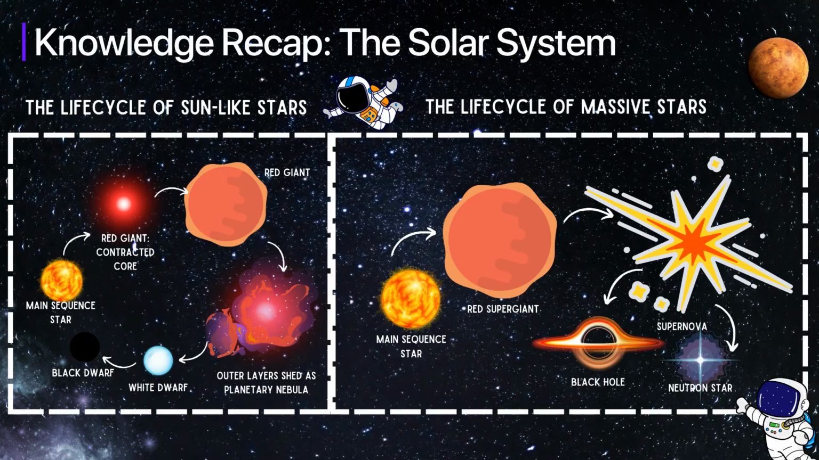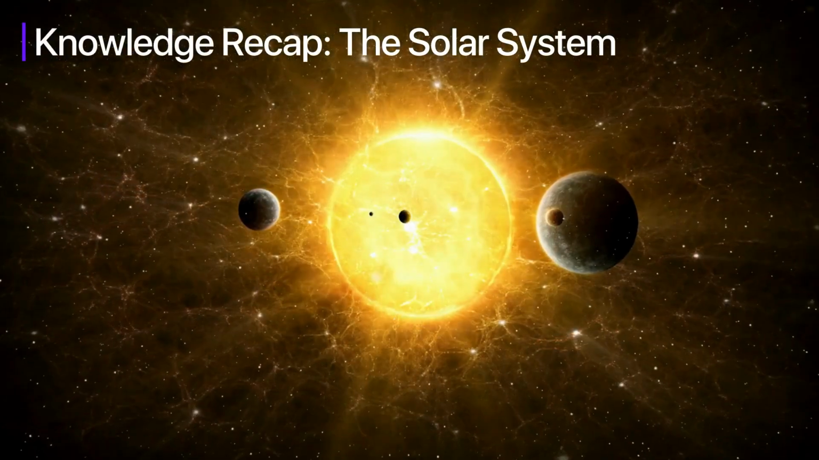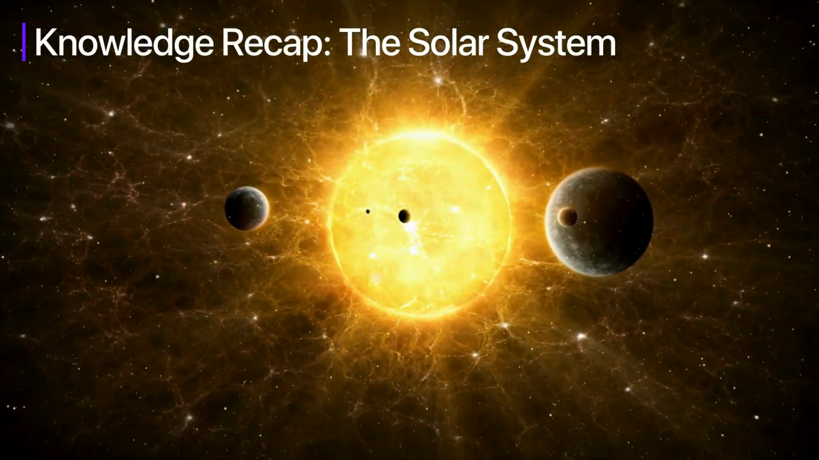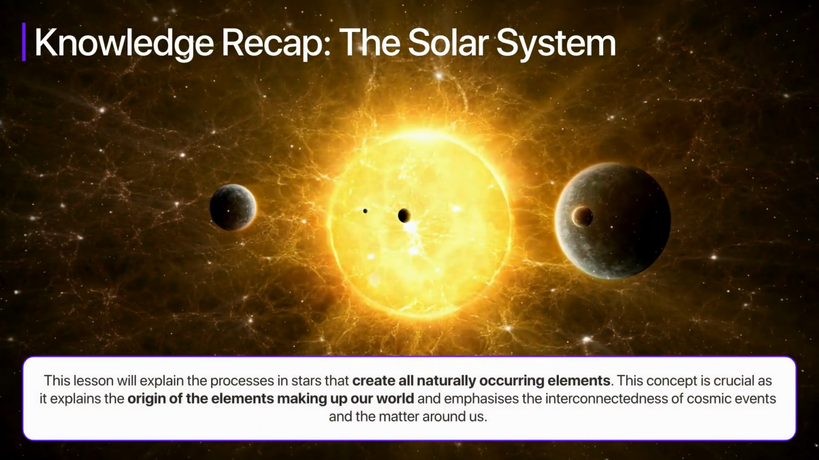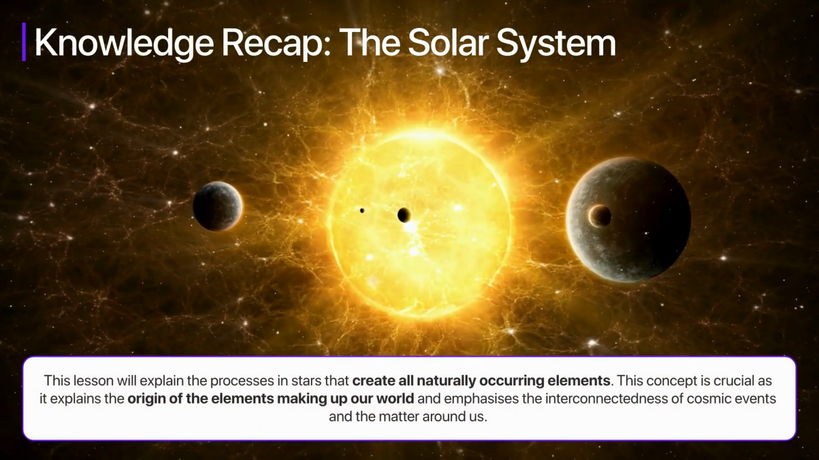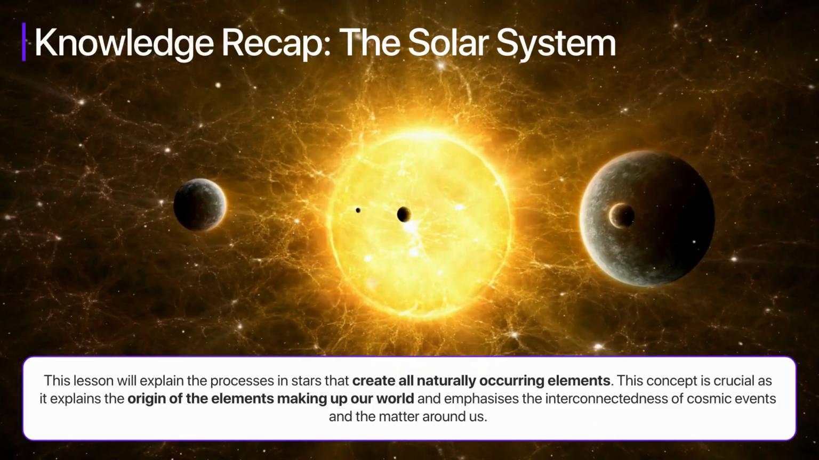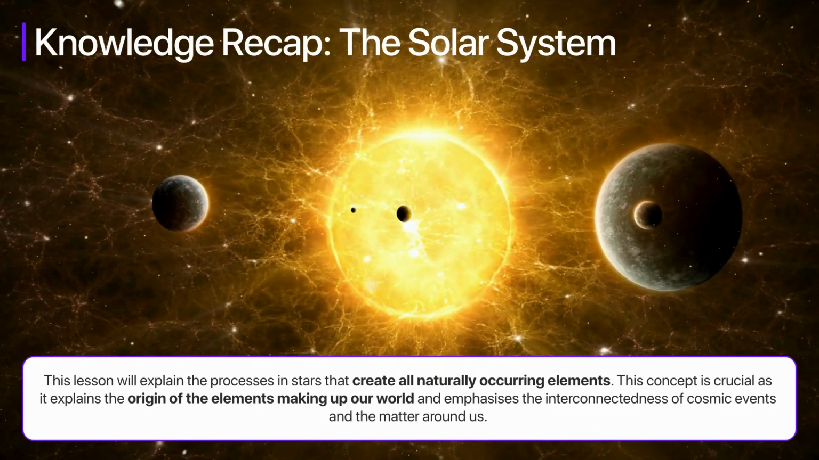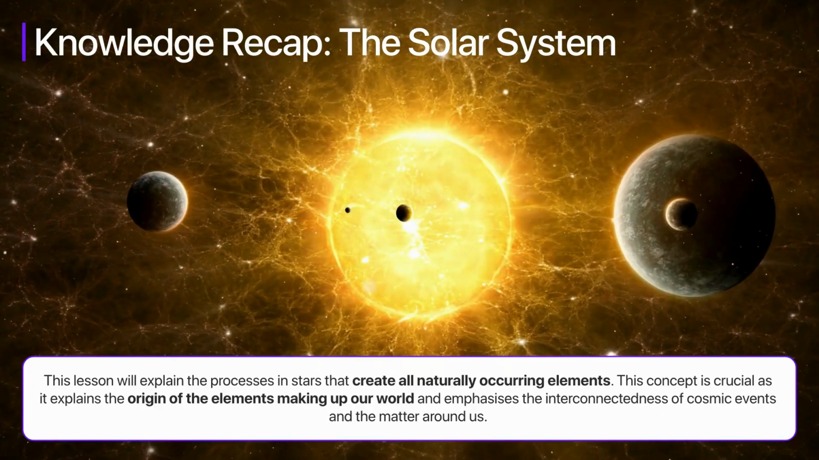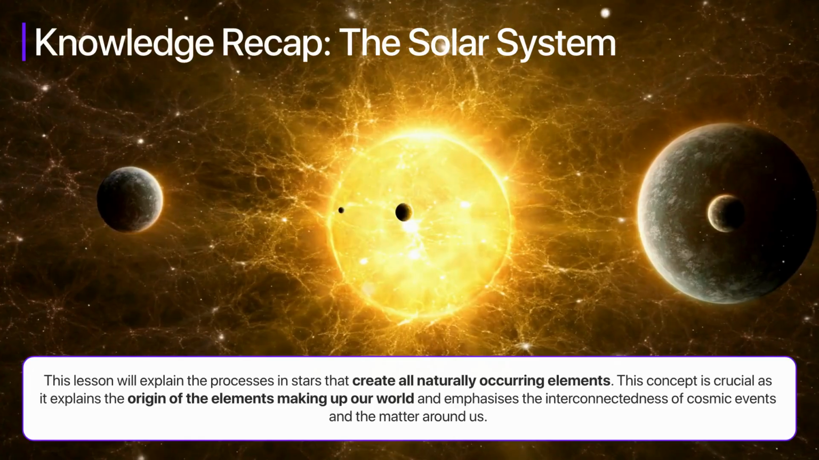So far, you are familiar with the life stages of a star, from its formation to its eventual fate, whether it becomes a white dwarf, neutron star, or black hole. You understand the processes governing a star's life cycle, including nuclear fusion that powers stars and leads to their evolution. Building on this foundation, today's lesson will advance our understanding of physics by explaining the processes in stars that create all naturally occurring elements. This concept is crucial as it explains the origin of the elements making up our world and emphasizes the interconnectedness of cosmic events and the matter around us. Let's get started.